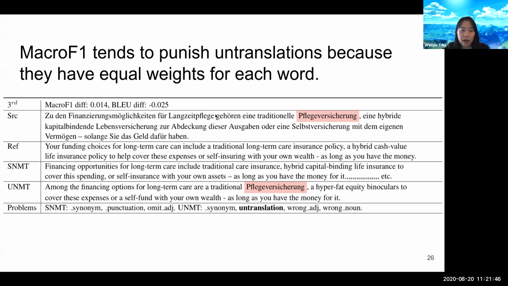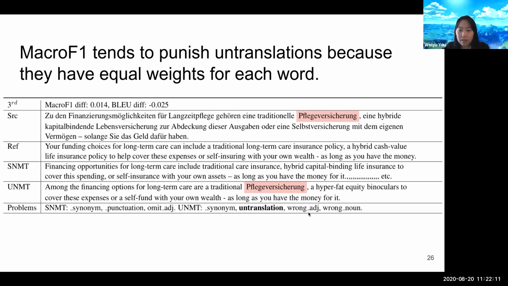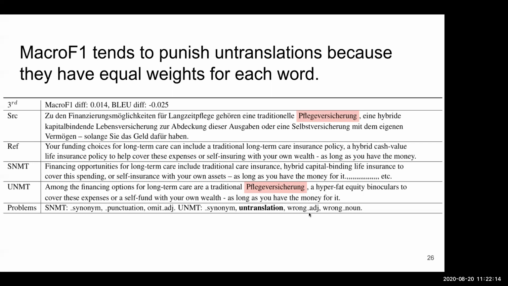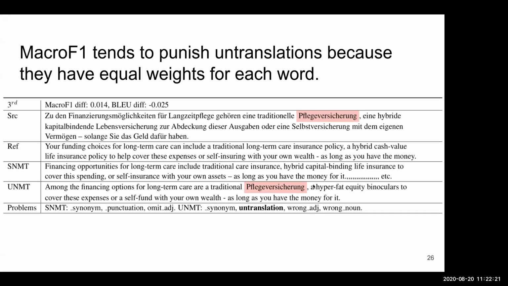So I'm thinking this might be because macro F1 has equal weights for each word. So even though this untranslation is a really rare word, because it's not even supposed to be in this English vocabulary. It's actually just a compound, right? It's a compound: Pflege, care, and Versicherung. German has a lot of compounds that are spelled together. So that's the source of the issue there.